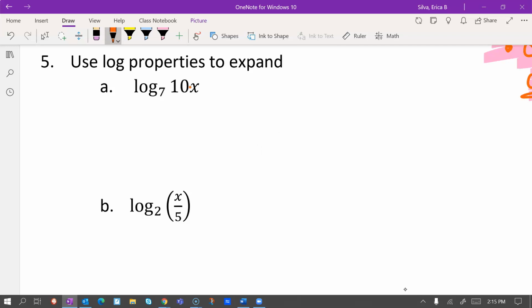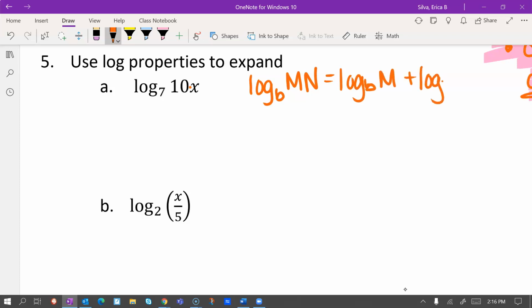We have 10 times x. So when we have a multiplication, are we going to add or are we going to subtract? Do you guys remember? Subtract. It's log base b of m times n is equal to, actually it's add, log base b of m plus log base b of n. So we got the m and the n, and we add them.